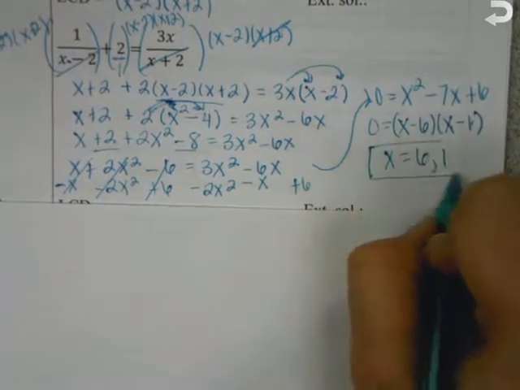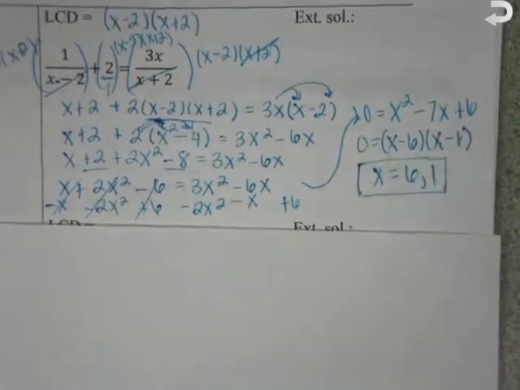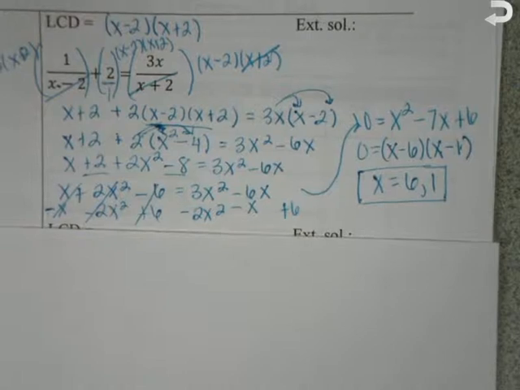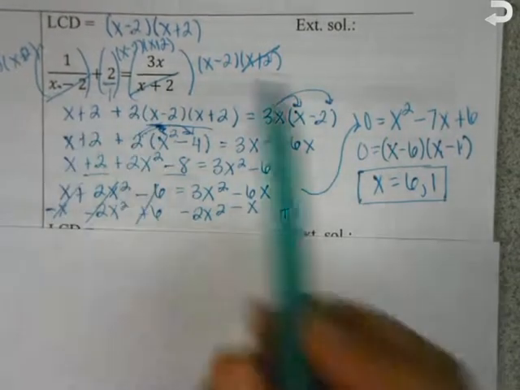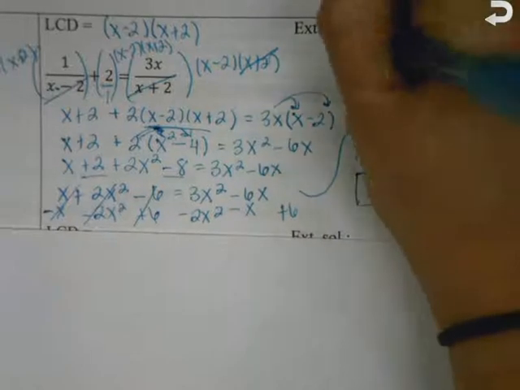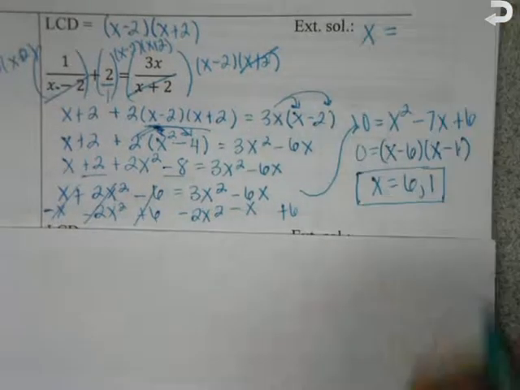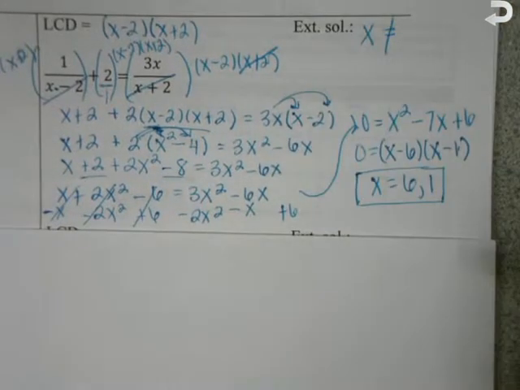We need to check our extraneous solutions. Just look at your denominators, x minus 2 and x plus 2. What would not be allowed in here then? 2 or negative 2. So are both of our answers of 6 and 1 okay? Yes.